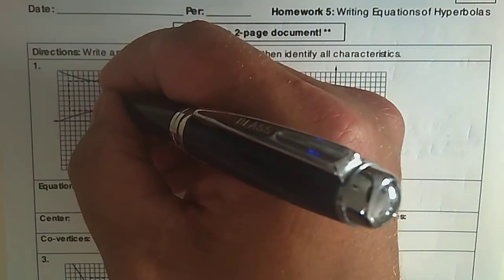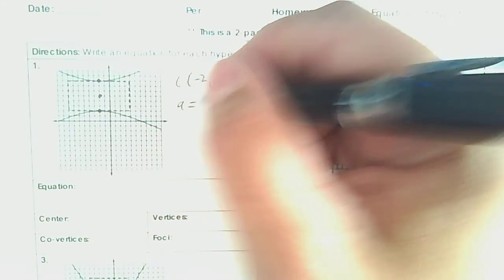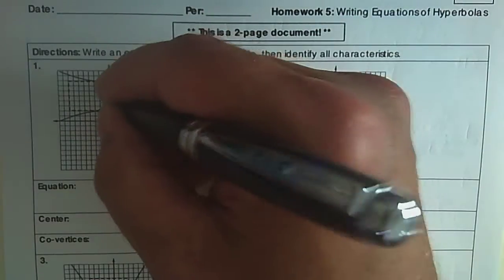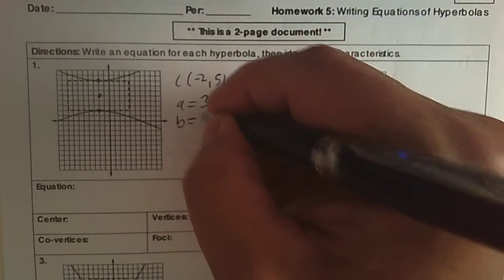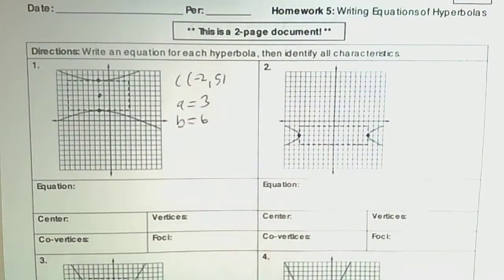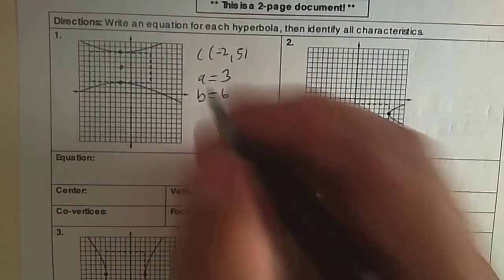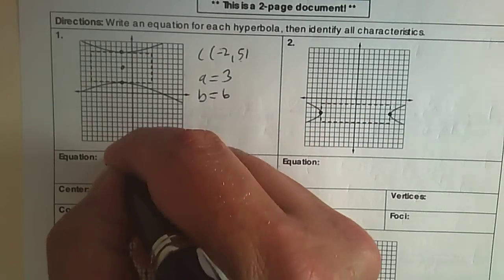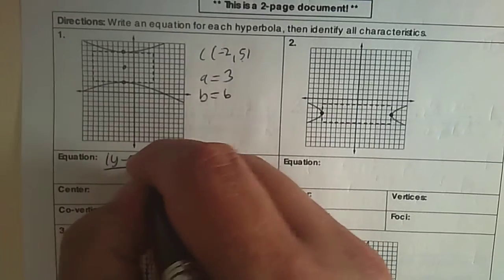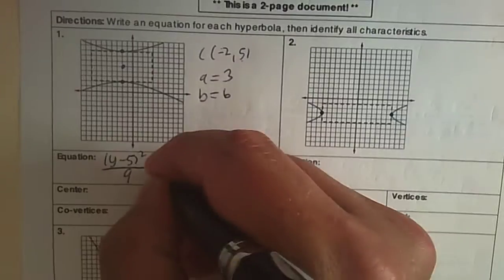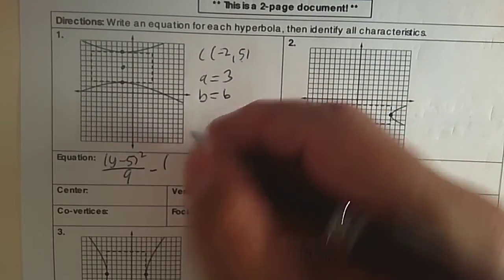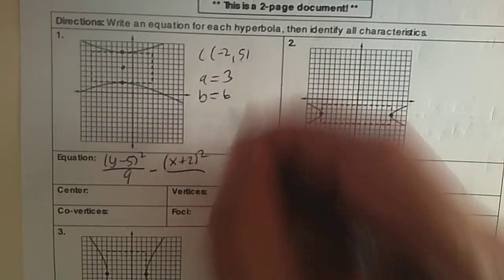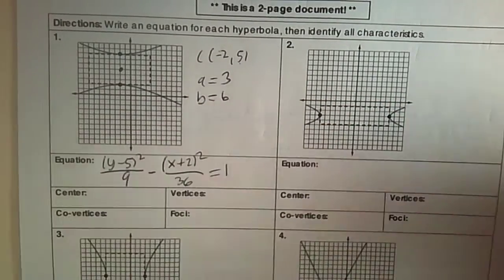A, what's the distance there? That's 2. Or is that 3? 1, 2, 3. B, what's the distance to the right that makes the rectangle? That's 6. And then write the equation down. So this is a vertical. So we're going to start with the y. So it's y subtract 5 squared. The a squared is 9. X plus 2, square it, that's 36, is equal to 1.